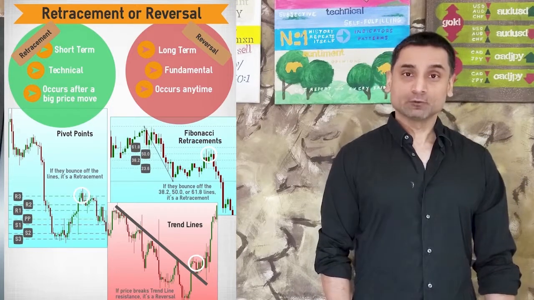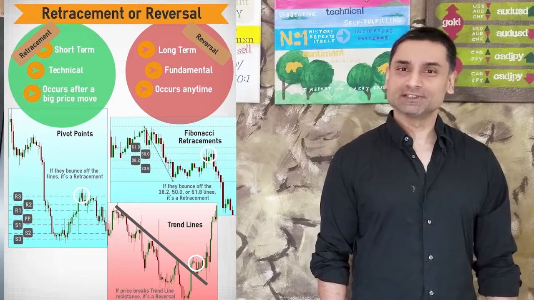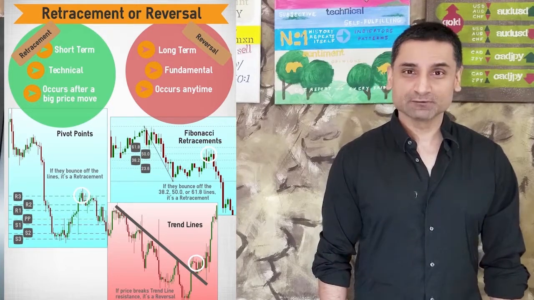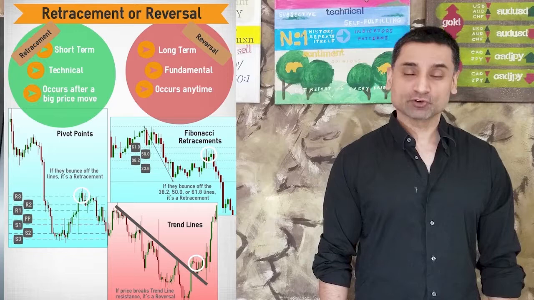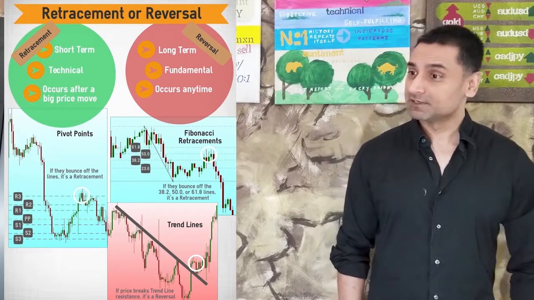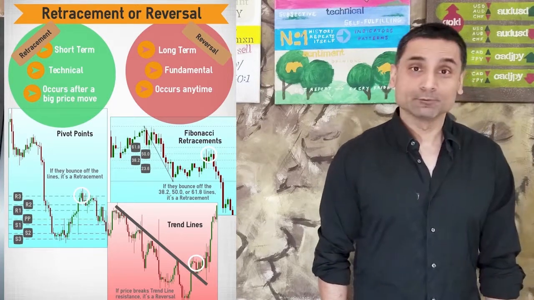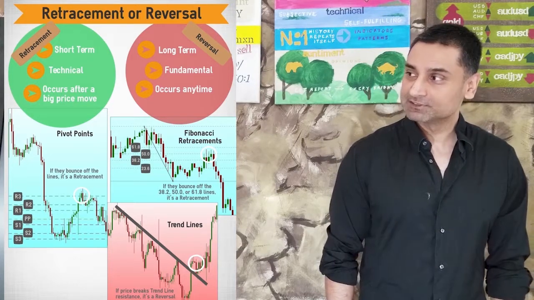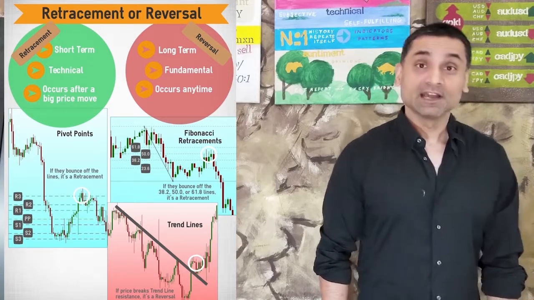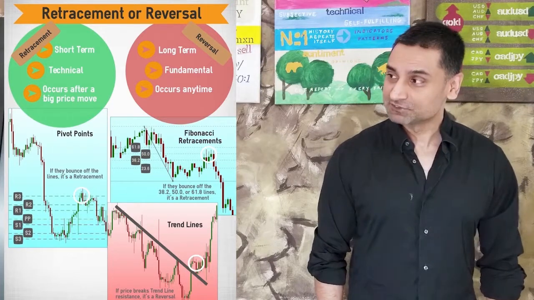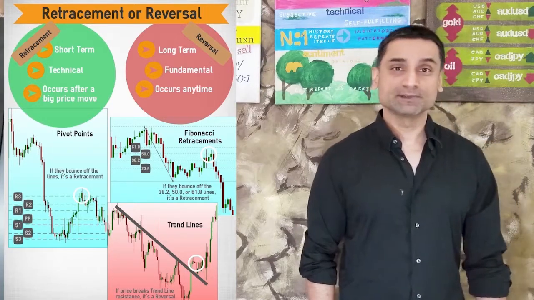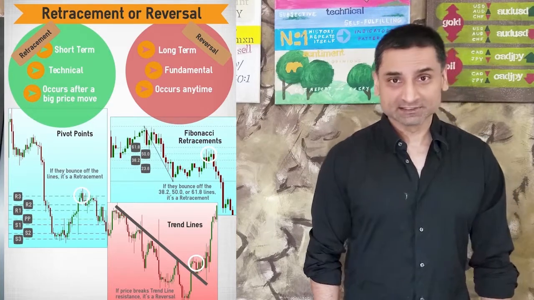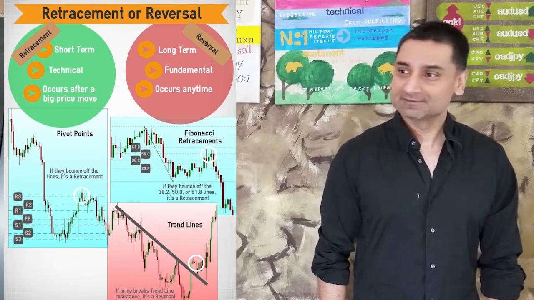Now, to identify which is which, some use Bollinger Bands, some use support and resistance levels, and others use trend lines. In this infographic, we are using support and resistance levels of the pivot points and Fibonacci retracements, and also trend lines. As you can see, if they bounce off these levels, the Fibonacci retracement levels or the pivot points, then most likely it is a retracement.